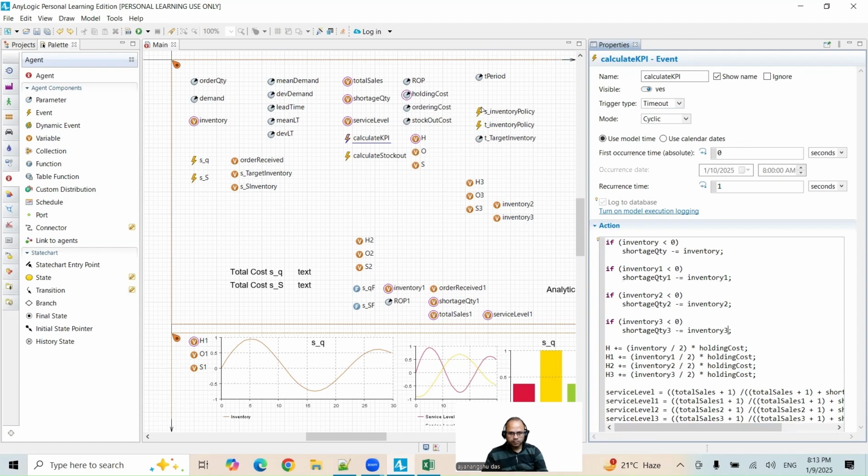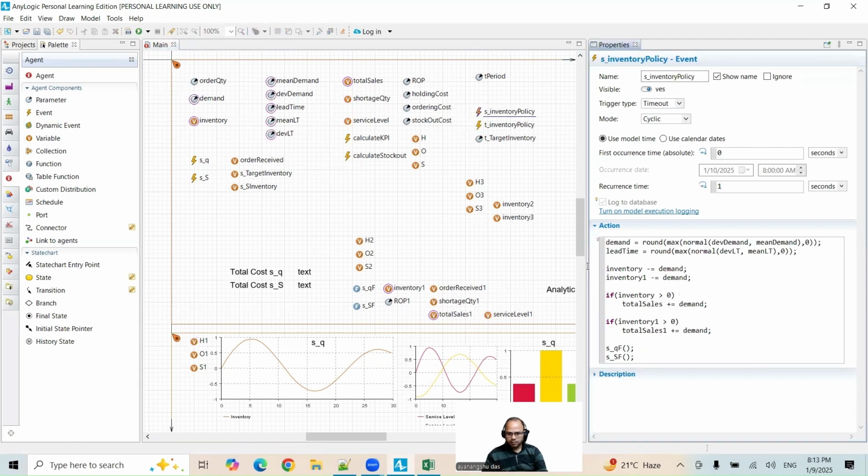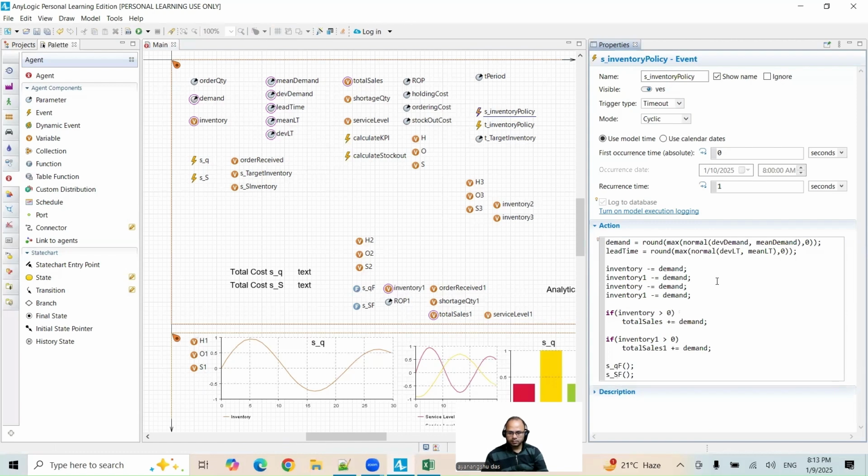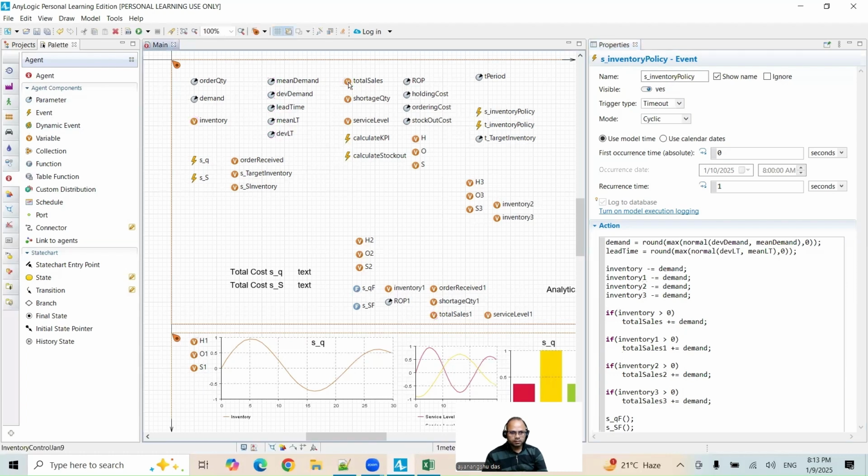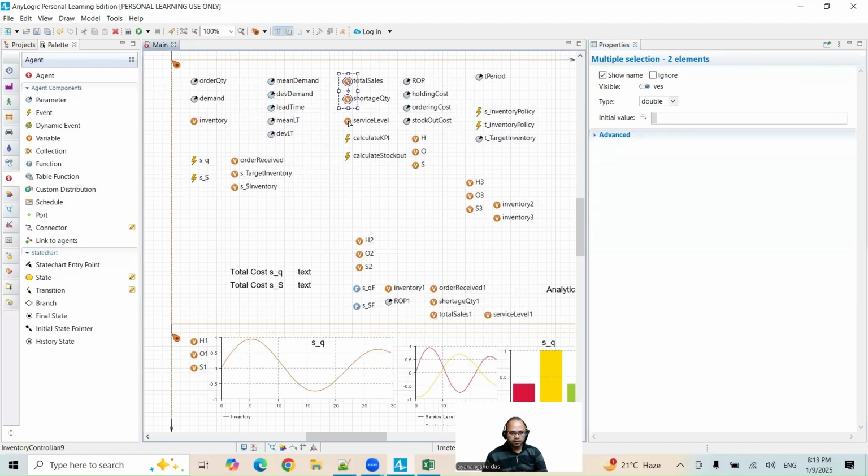We also need to deplete the inventory as and when the demand is coming. So we have to say inventory 2 and inventory 3, and then we have to also check the total sales, and we'll say it is inventory 2, inventory 3. We'll have to have the total sales, and we'll declare these total sales, the shortage quantity, the service level, the two more sets for TQ and TS.